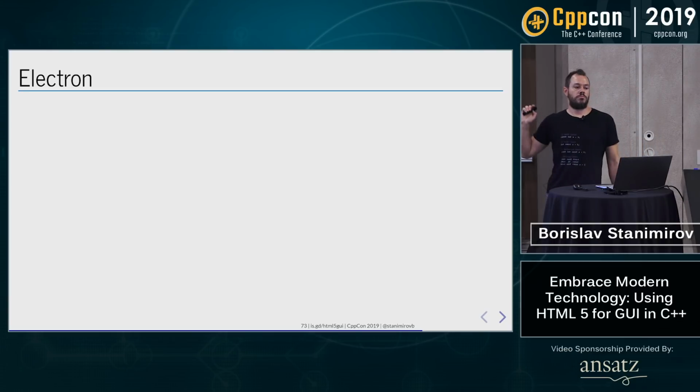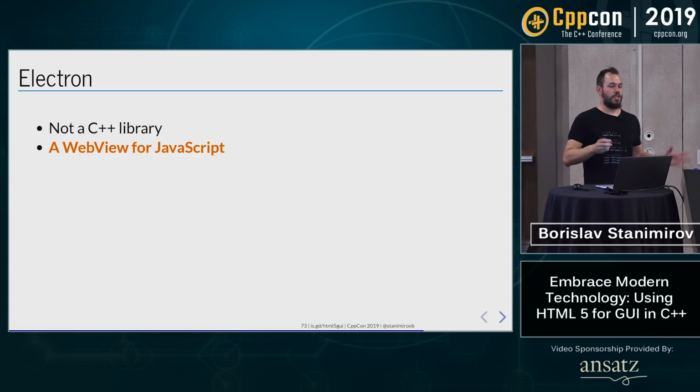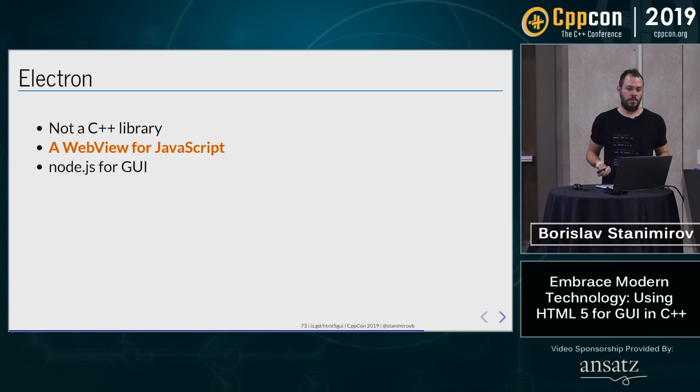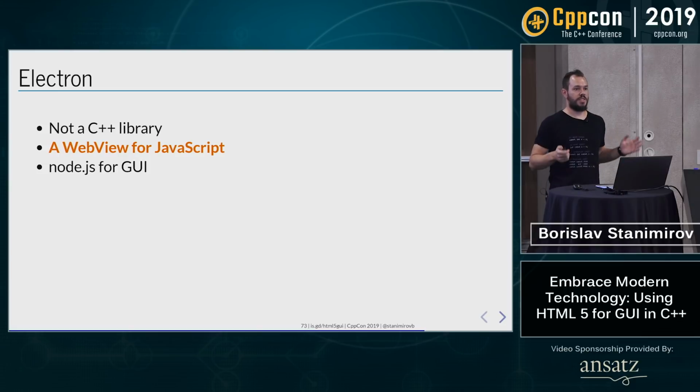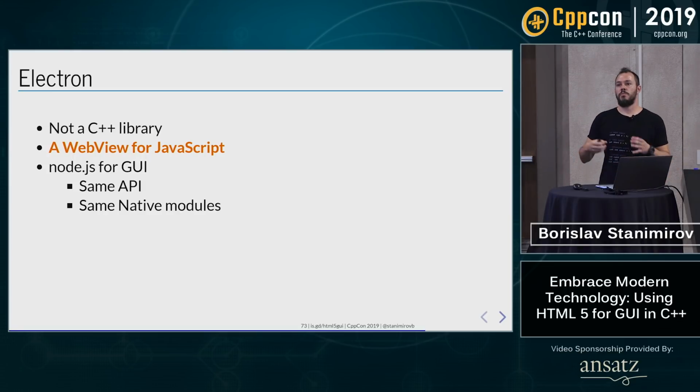And Electron is not a C++ library. It's basically this WebView thing, but for JavaScript. What Node.js is for the terminal, Electron is for the desktop. It's exactly the same as Node.js. It has the same OS APIs. It has the same native modules. If you create a native module for Node.js, you can just recompile the exact same code, linking it against Electron, and it will work.